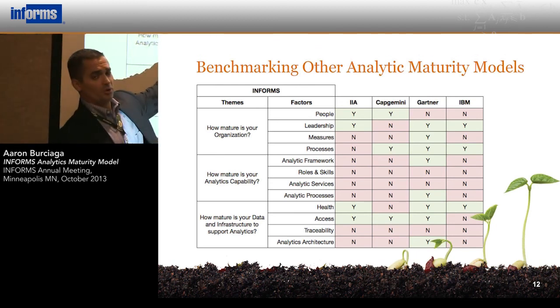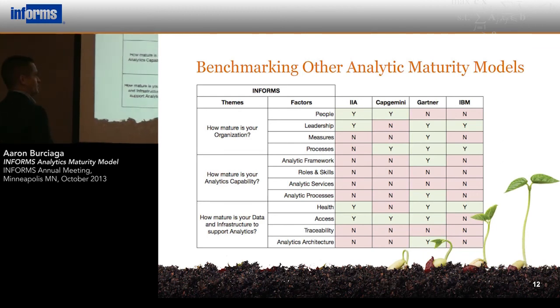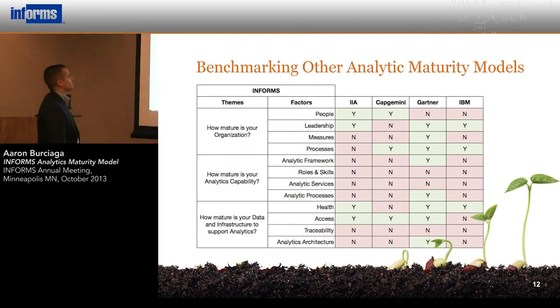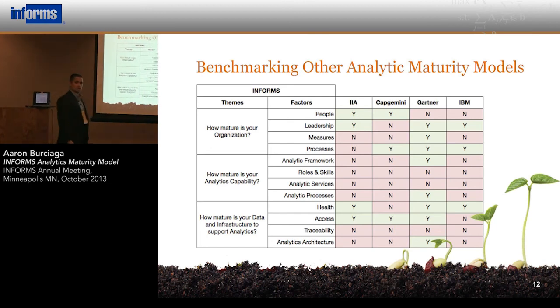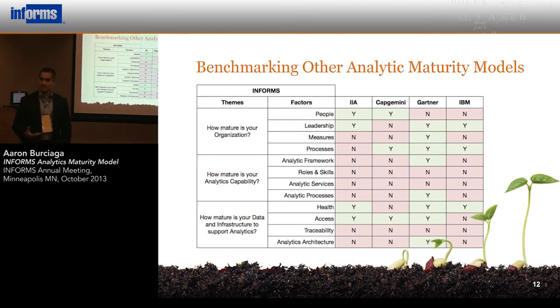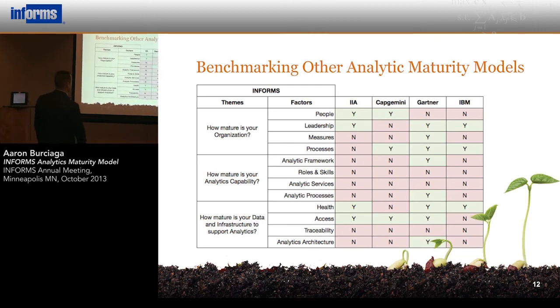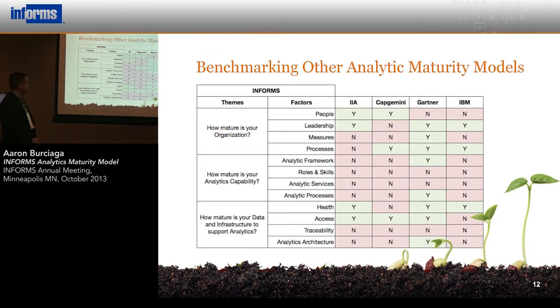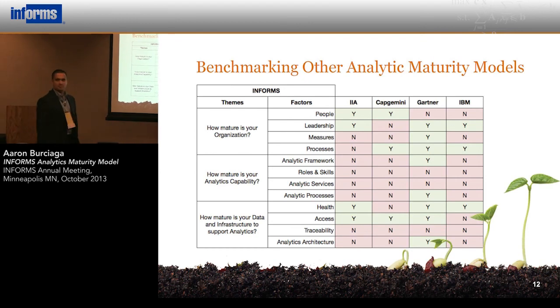And then the factors, the components with each one of those: people, leadership, measures, process, framework, roles and skills, services, processes, health, access, traceability, and analytics architecture. So in the case of IIA, you see that IIA's assessment does a really good job of looking at people, leadership, health, and access to the data. But where we feel that perhaps it isn't as complete as the Informs model is that the Informs model also talks to framework, processes, measures, and traceability, and a few others. Likewise for Capgemini, Gartner, and IBM's models.